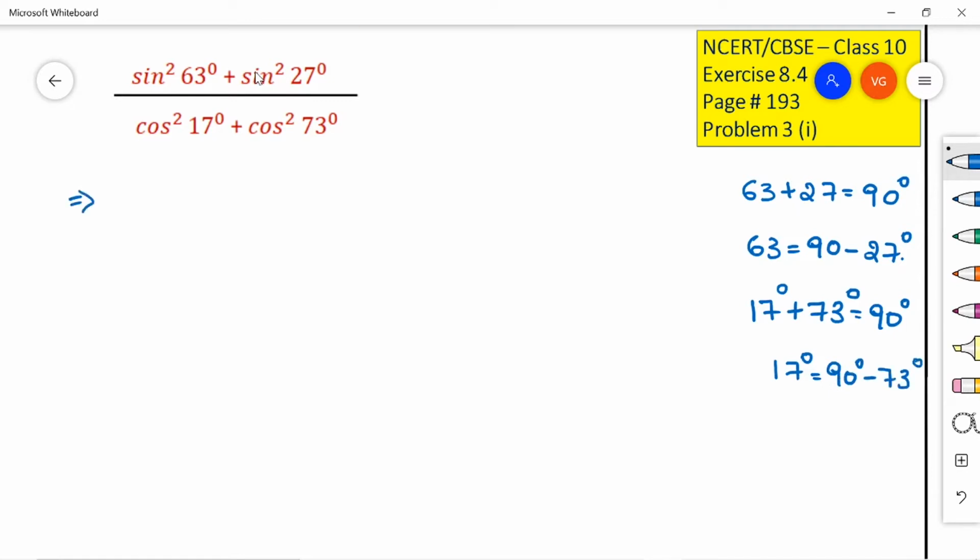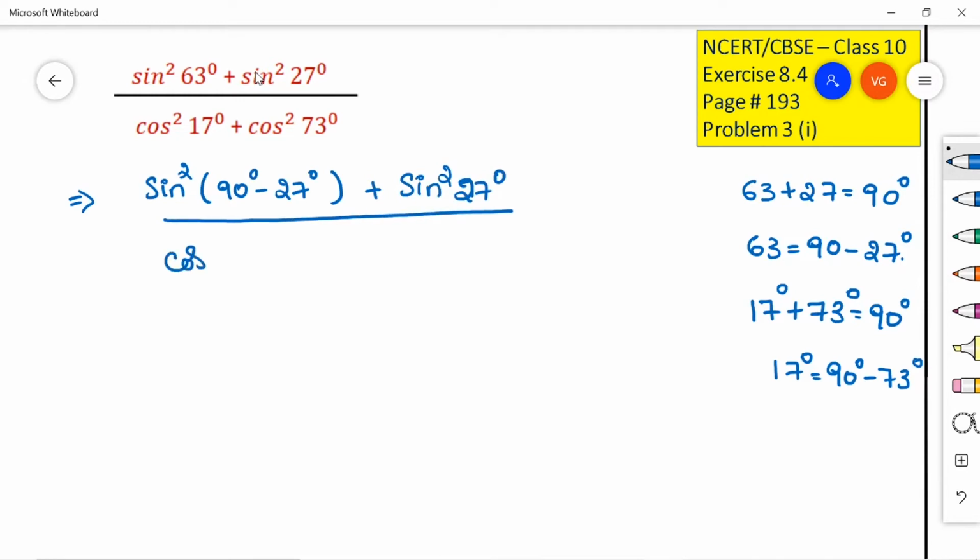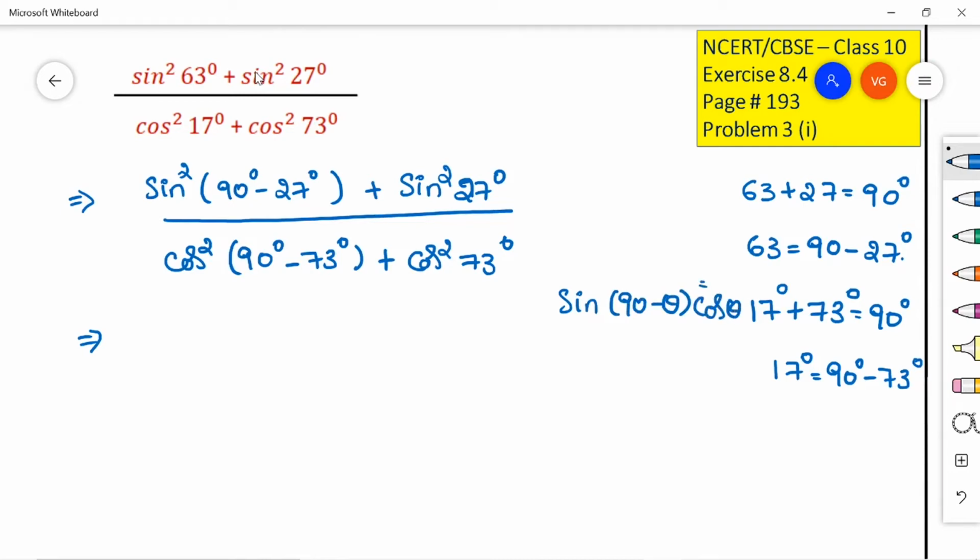So I can solve the problem like this. In place of 63 degree, I am writing sine square of 90 minus 27 degree plus sine square 27 degree, that I am copying down, divided by the denominator part, cos square 17 degree, I am writing it as 90 degree minus 73 degree, plus cos square 73 degree. So as we know, sine 90 minus theta is cos theta and cos 90 minus theta is sine theta.